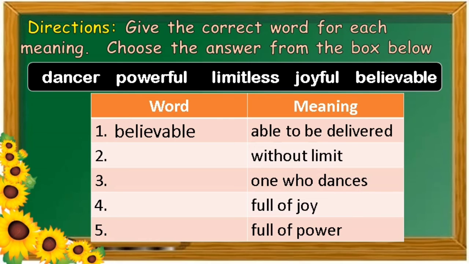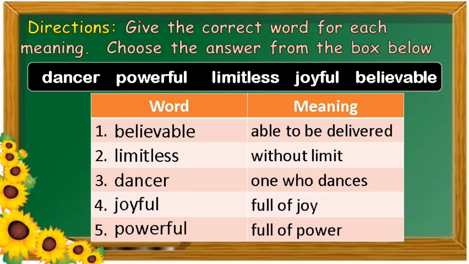Number 2, it means without limit. Very good. The answer is limitless. Number 3, it means one who dances. Very good. The answer is dancer. And number 4, full of joy. And the correct answer is joyful. And number 5, it means full of power. Very good. The answer is powerful.